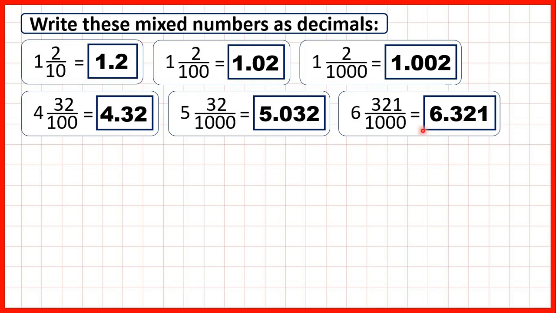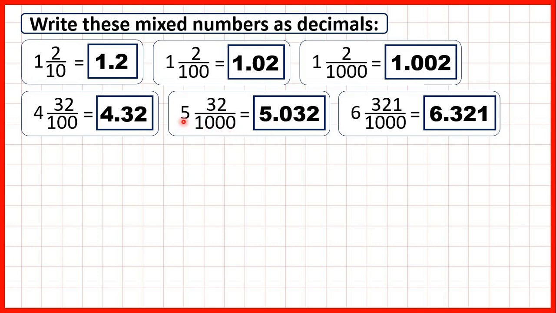So notice, when the denominator is 10, that's 1 zero, so when we write the number, we have 1 digit after the decimal point. When we have a denominator of 100, that's 2 zeros, so we have 2 digits after the decimal point. And when we have a denominator of 1,000, that's 3 zeros, so we have 3 digits after the decimal point.